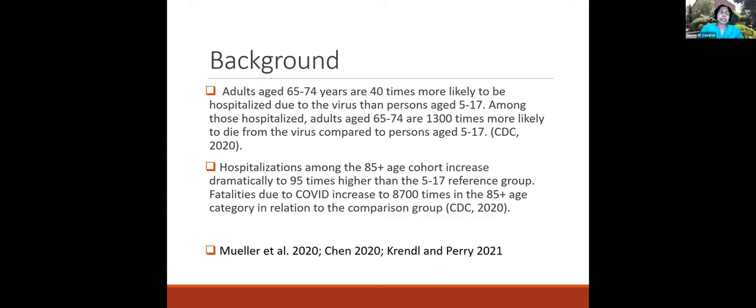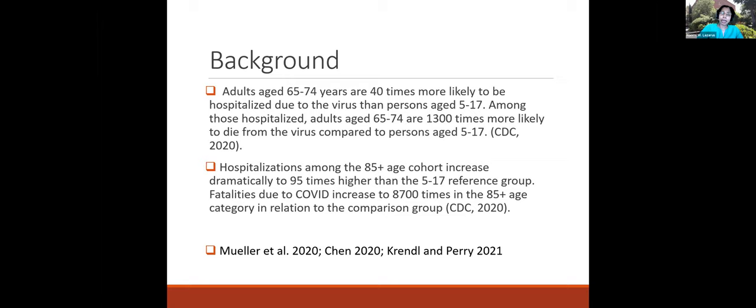So some background, the CDC highlights that the elderly population is at much higher risk of contracting and dying from COVID-19. They highlight that adults aged 65 to 74 are 40 times more likely to be hospitalized, and from those who are hospitalized, are 1,300 times more likely to die from the virus compared to the comparison group of 15 to 17-year-olds. This number drastically increases for the 85-plus age cohort, where they are 95 times more likely to be hospitalized and 8,700 times more likely to experience negative outcomes compared to the comparison group of 15 to 17-year-olds.